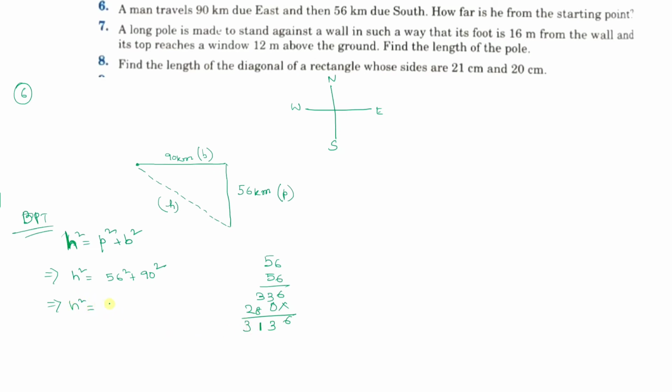Okay, this one will be 3136 plus 8100. H square is equals to 11236.